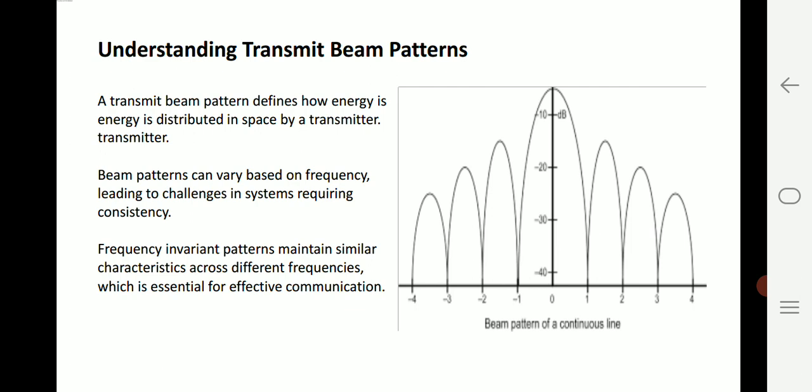Frequency invariant patterns maintain similar characteristics across different frequencies, which is essential for effective communication. It means that as frequencies vary, we maintain similar characteristics across different frequencies.